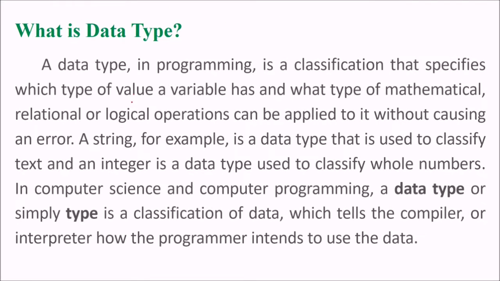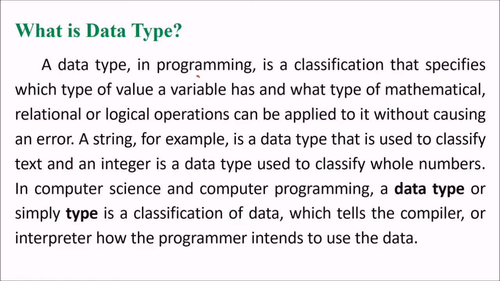What is a data type? A data type in programming is a classification that specifies which type of value a variable has and what type of mathematical, relational or logical operation can be applied to it without causing any error. For example, a string is a data type used to classify text, and an integer, on the other hand, is a data type used to classify whole numbers.